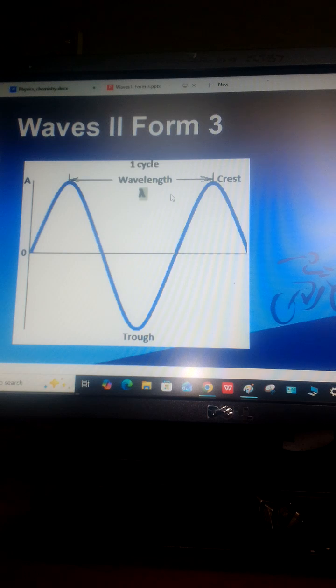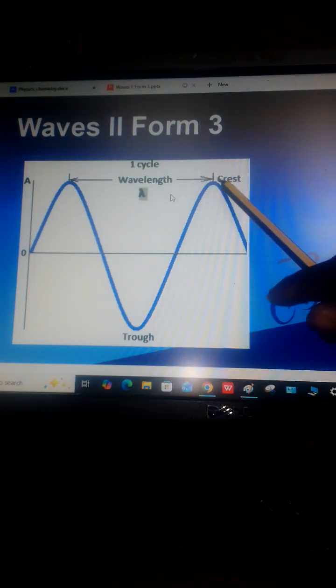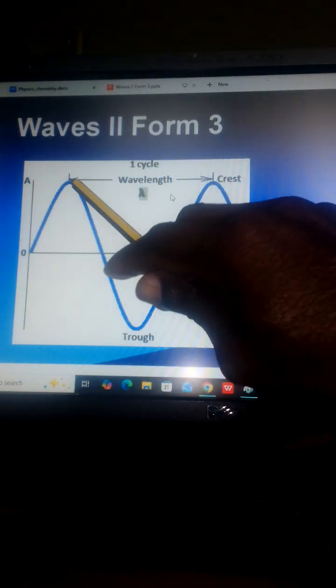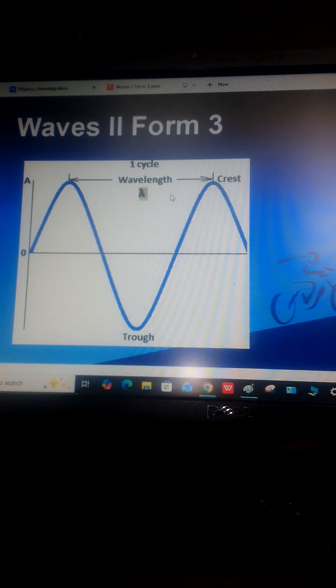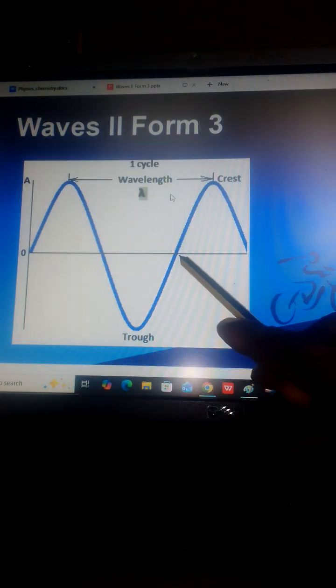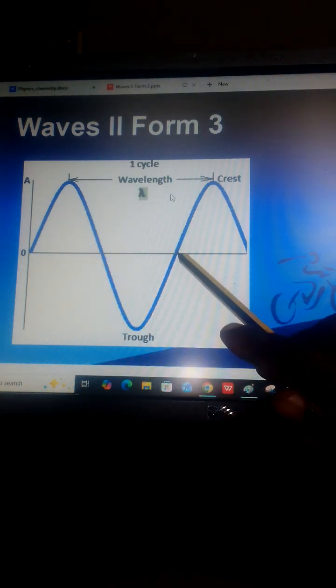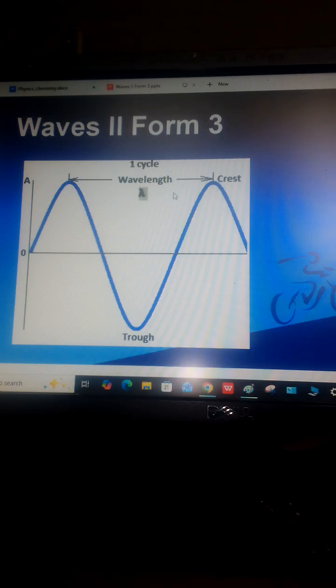We have what we call the wavelength of a wave. The wavelength of a wave is the distance between consecutive troughs or crests. For example, in this diagram, these are consecutive crests, and this distance from here to here is the wavelength of the wave. That's the length of a full cycle. Even from here to here, this one cycle, the distance from this point to the corresponding point is the wavelength of that wave.